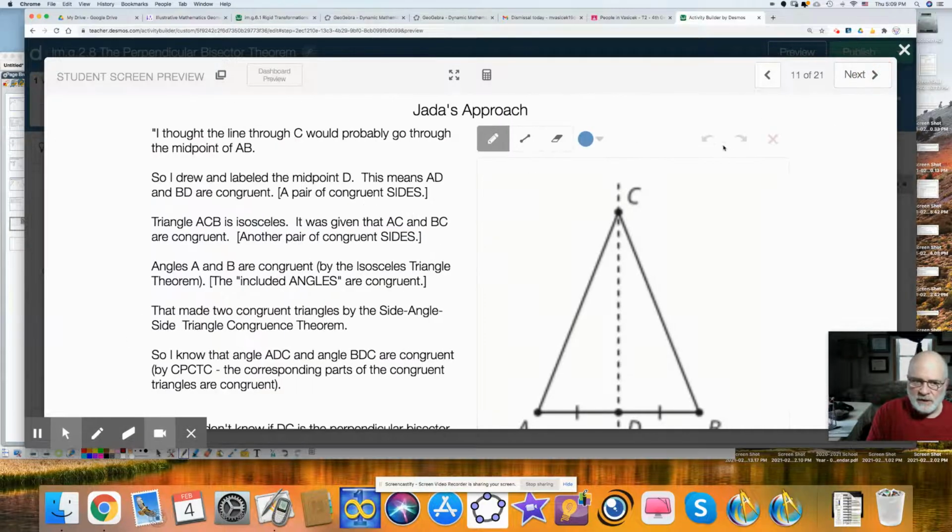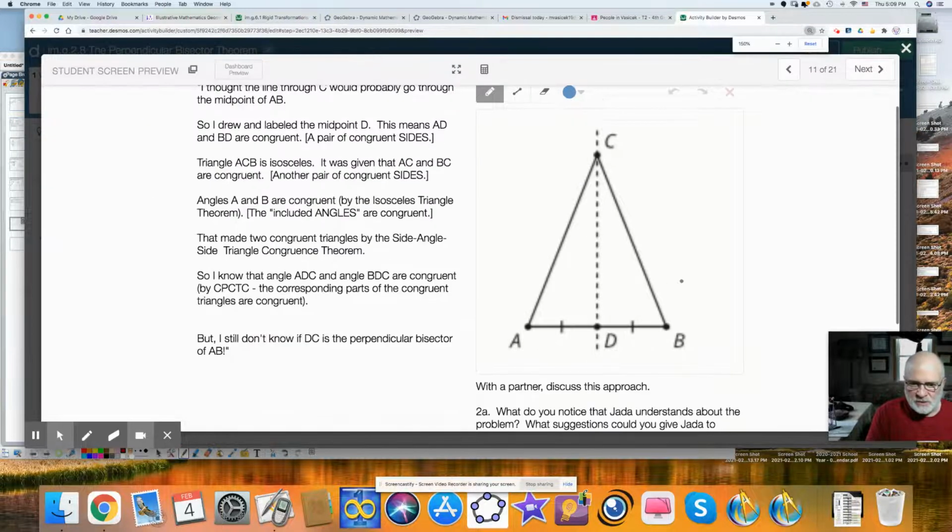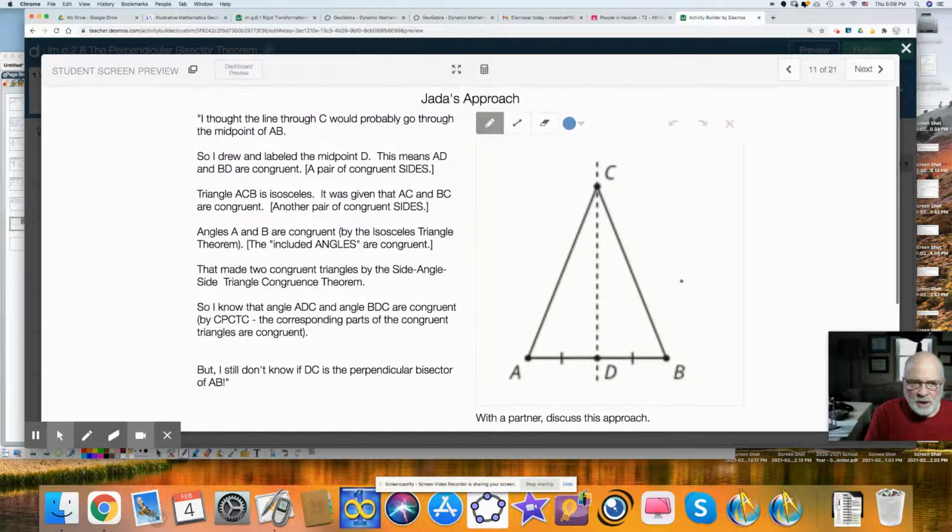Now let's go to the next one. This is Jada's approach. And I'm going to mark her drawing like I would want you to do as you go through this. It says here, "I thought C would go through the midpoint of AB." And so she marks that. She drew it. She marked the midpoint here. Mark segment AB and BD are congruent.